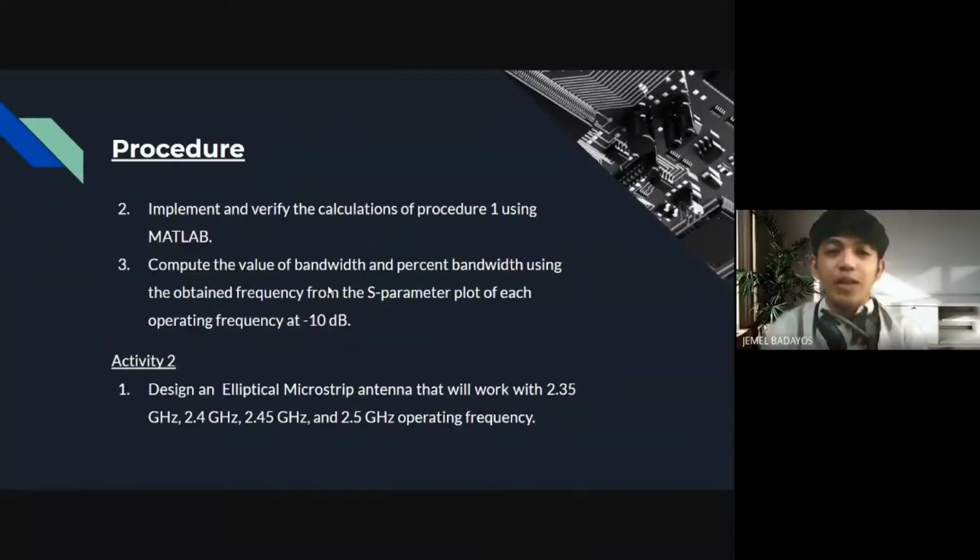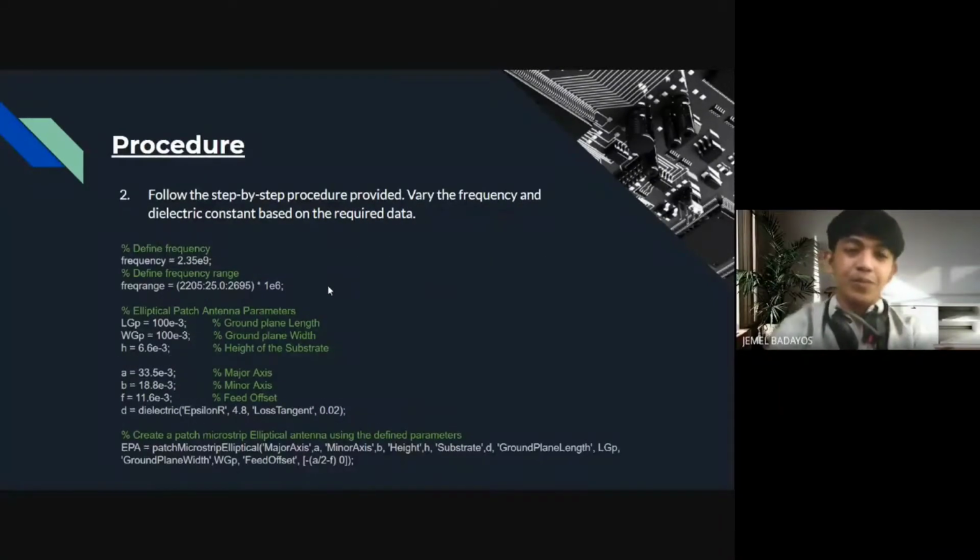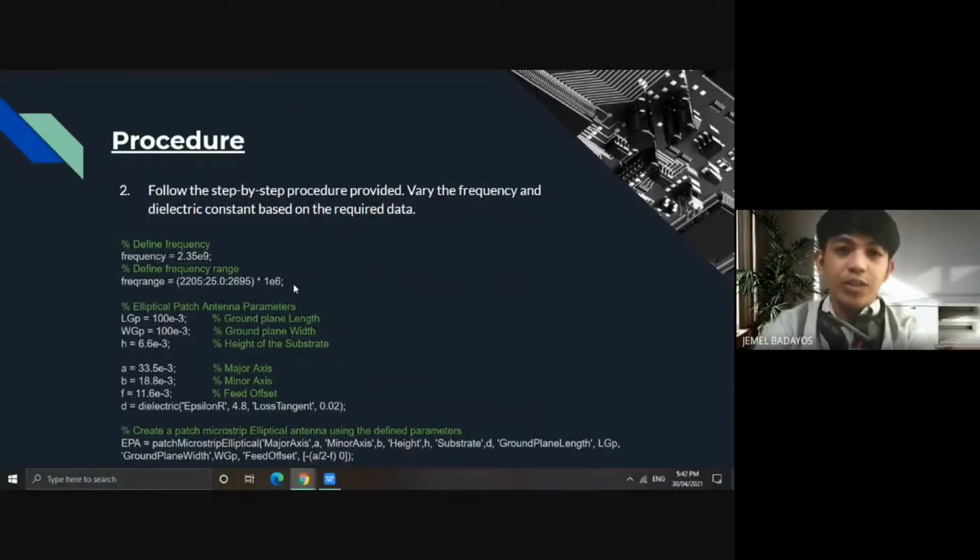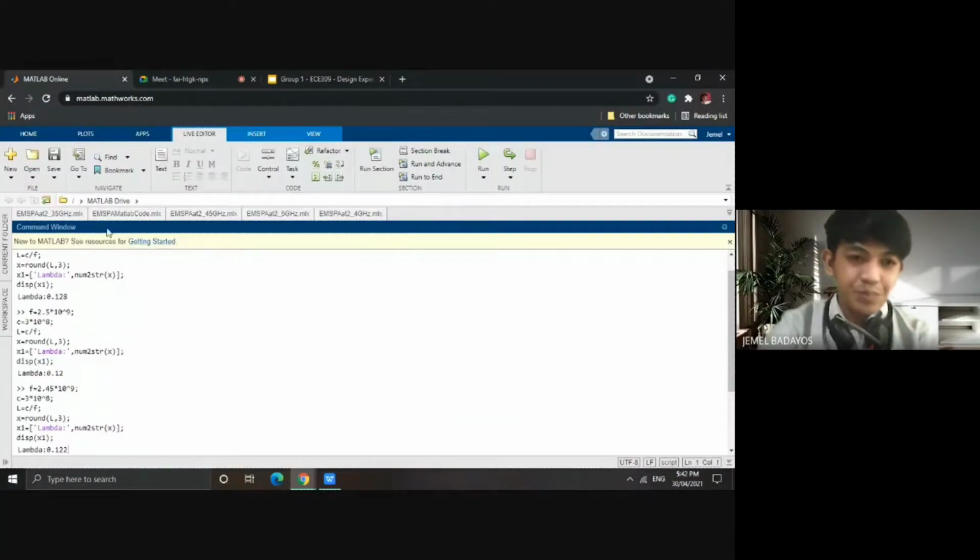We also compute the values of bandwidth and percent bandwidth using the obtained frequency from the S-parameter plot of each operating frequency at -10 decibel. For the activity 2, we design an elliptical microstrip antenna that will work with 2.35, 2.4, 2.45, and 2.5 GHz operating frequency. We follow the step-by-step procedure provided and vary the frequency and the dielectric constant based on the required data. I will show you the simulation of microstrip antenna at 2.35 GHz.